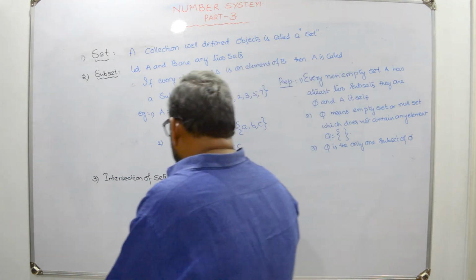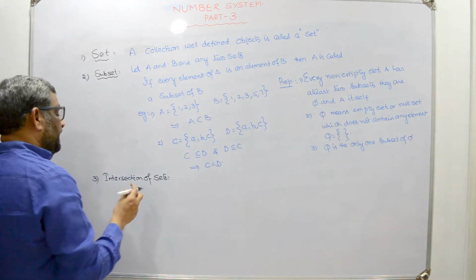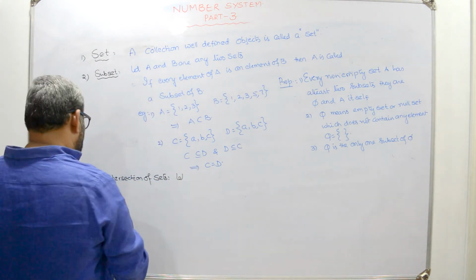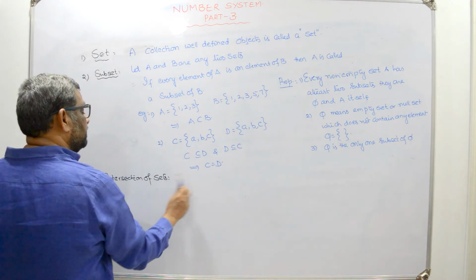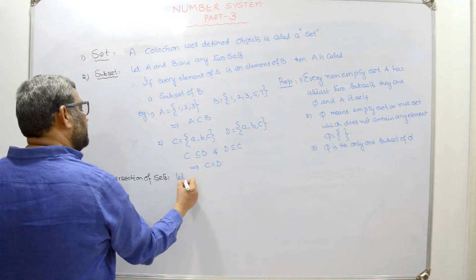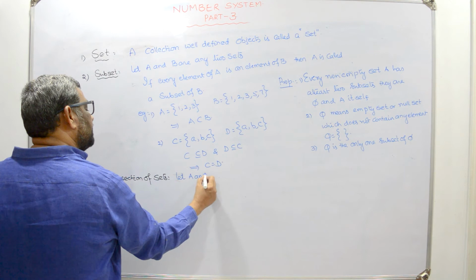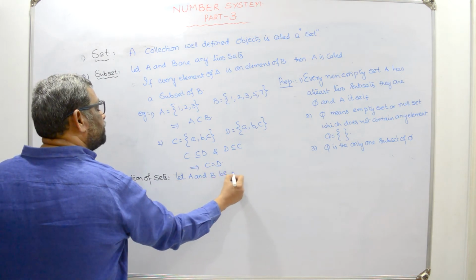That's it. Now intersection of sets. Let A and B be any two sets.